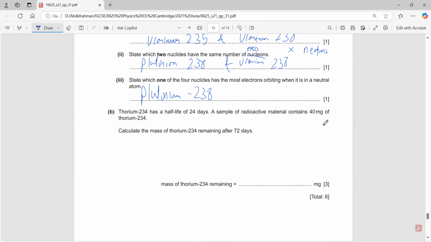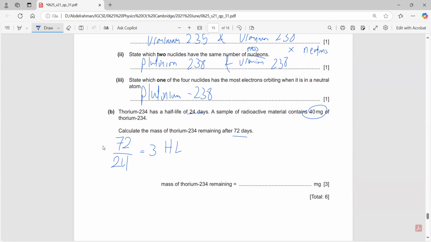Thorium 234 has a half-life of 24 days. Calculate the mass of thorium remaining after 72 days. The initial mass was 40 milligrams. After 72 days, what happens? We need to check how many half-lives there are in 72 days, which is the total time divided by the time for one half-life. 72 divided by 24 is 3 half-lives.